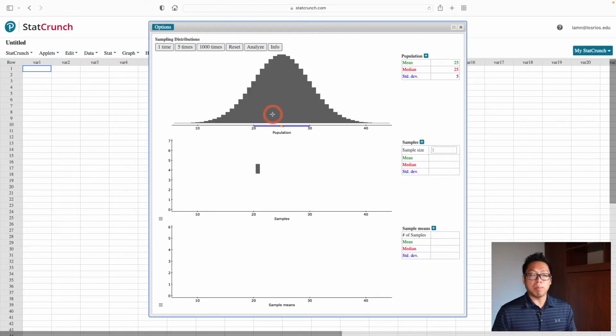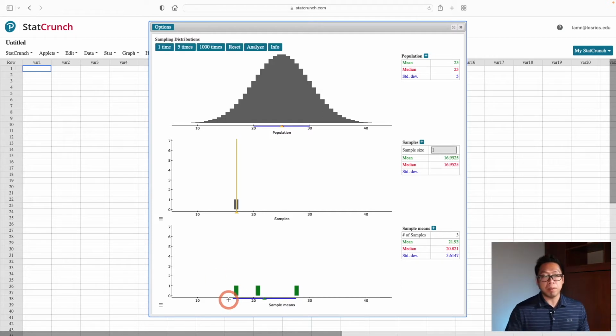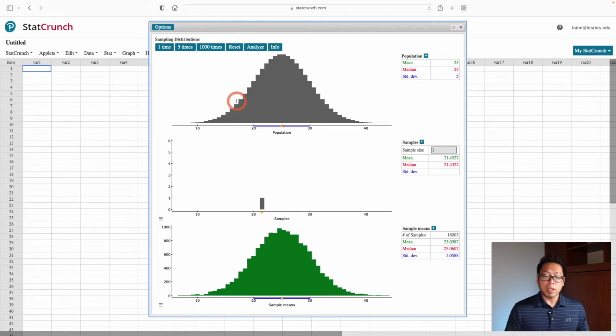What I'm doing here is picking a random person, finding their age, and recording it at the bottom. Pick another random person, find their age, record at the bottom. Pick another random person, find their age, record at the bottom. And now I'm going to repeat this many, many times. What I want to look at is the picture at the bottom and its mean and standard deviation. Notice that the picture at the bottom looks about the same as the original.